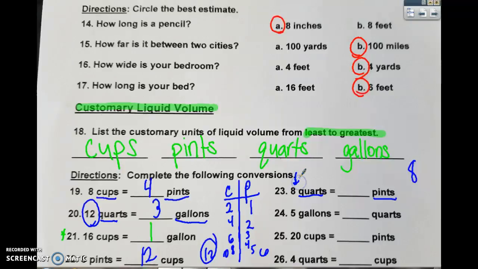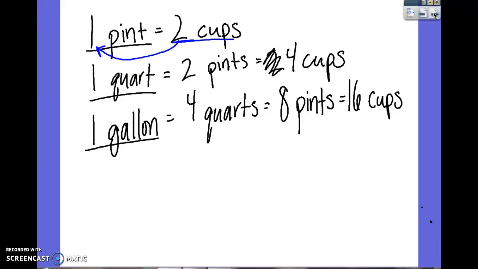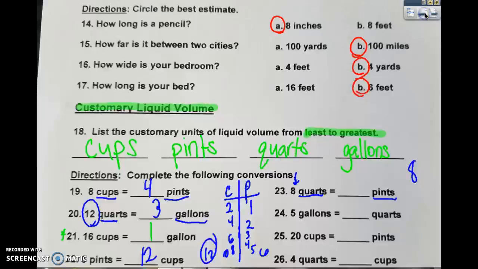Okay, so how many pints are in 1 quart? That's what I need to know. Go over here. I see 2 pints in 1 quart. This is why we wrote it down on the back of your page. 2 pints in 1 quart. So that means if I go 8 times 2, I'm going to get 16.